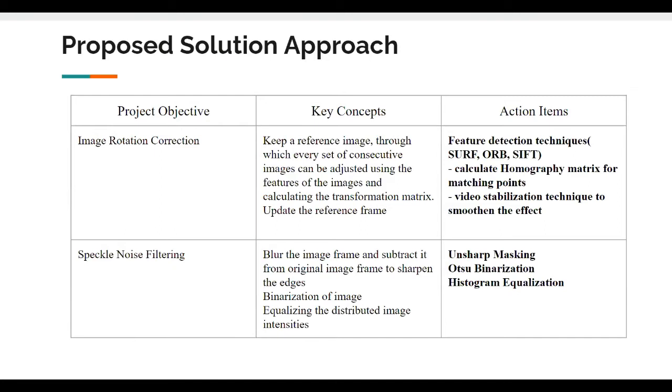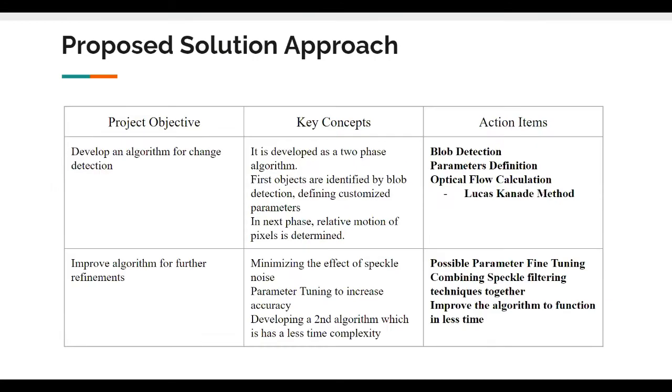So the proposed solution approach consists of 4 steps. First, we do the image rotation correction using various feature detection techniques: SURF, ORB, SIFT. After defining the features, we calculate the homography matrix to find the matching points. Then, to smoothen the transition effects of the image frames, we use a video stabilization technique. Unsharp masking, binarization, and histogram equalization were used for speckle noise filtering.